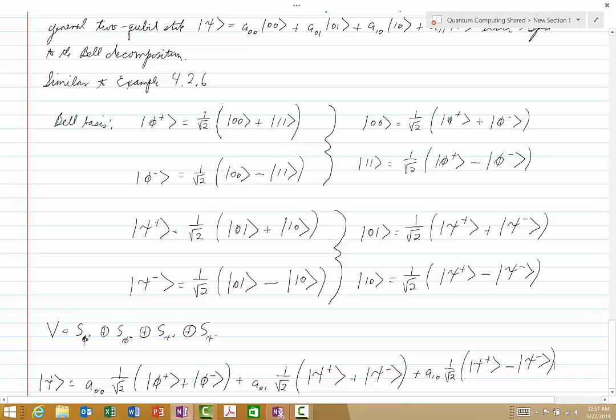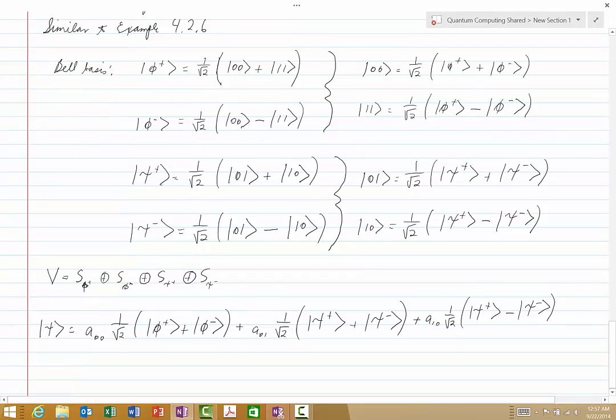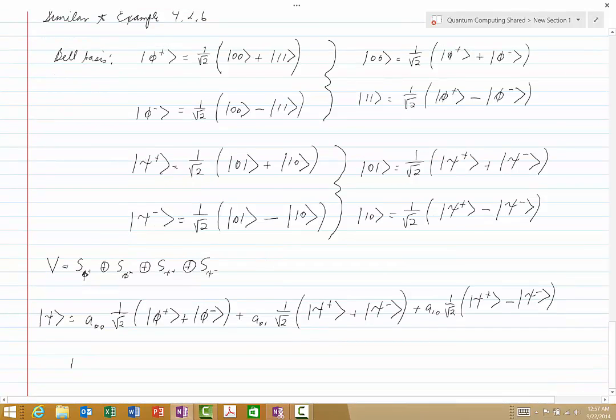And then finally up here we have A11, 1, 1, so we need to write down here plus A11, and then 1, 1 is right here, so it's 1 over square root of 2 times phi plus minus phi minus.